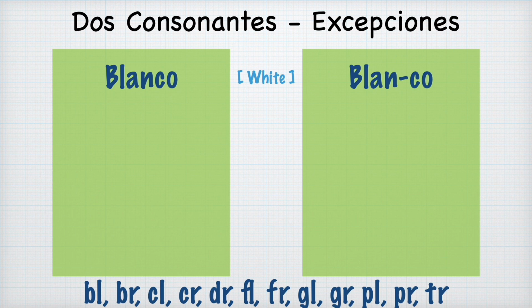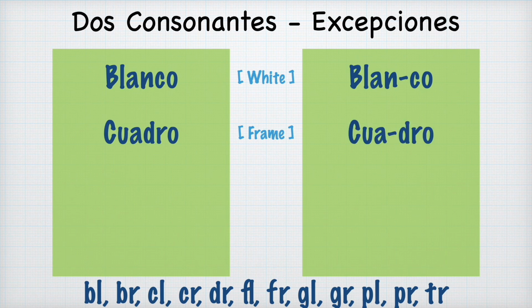B-L-A-N, blan, and then we have C-O, co. Cuadro, cuadro. Here we have the weak vowel U together with the strong vowel A. So those are going to stay together, and then the rest is a second syllable. The dr stays together.